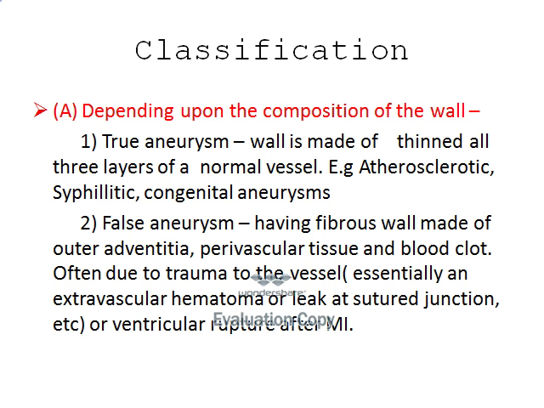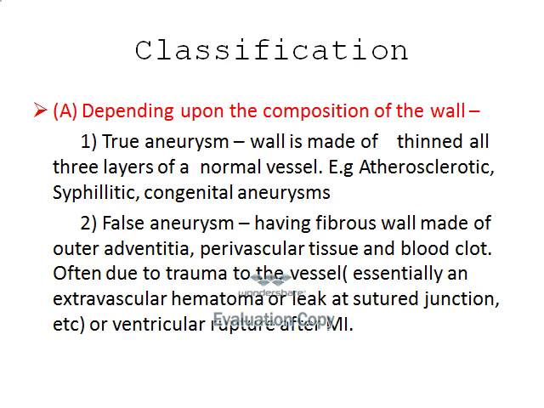Now, how do we classify aneurysms? There are a lot of factors on which aneurysms are classified. First, depending upon the composition of the wall, that is the wall of the aneurysm, it is divided into two types, true aneurysm and false aneurysm. True aneurysm is when the wall is made up of all the three layers of the normal vessel, but these layers are thinned out. So all the three layers are present, but there is thinning of all these layers.